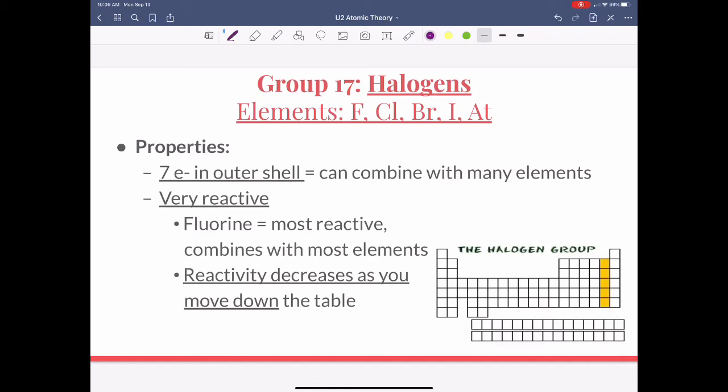All right, so the reactivity decreases as we move down. So fluorine is going to be your most reactive element, and then it's going to decrease in reactivity as we go towards the bottom. So the most likely to combine with other elements would be fluorine up there at the top, and then it decreases as we move down.